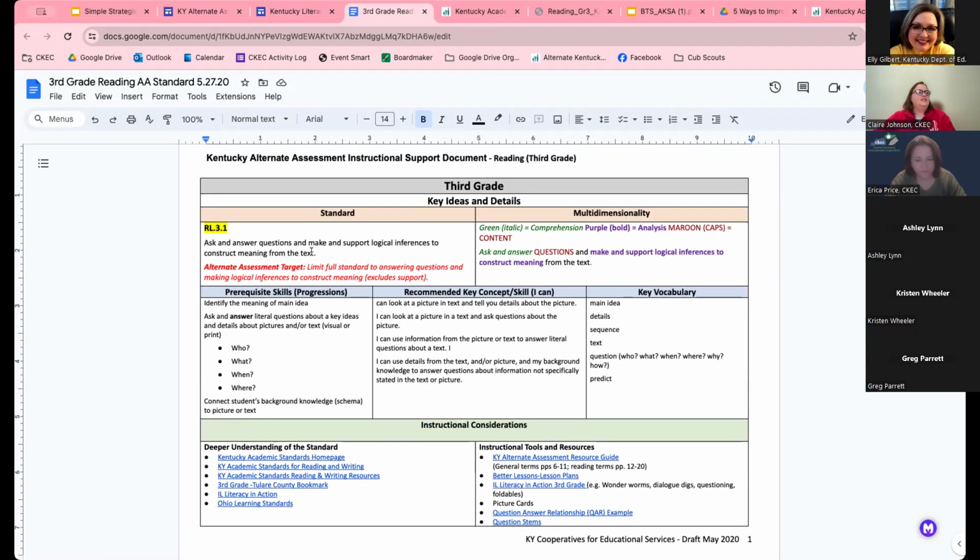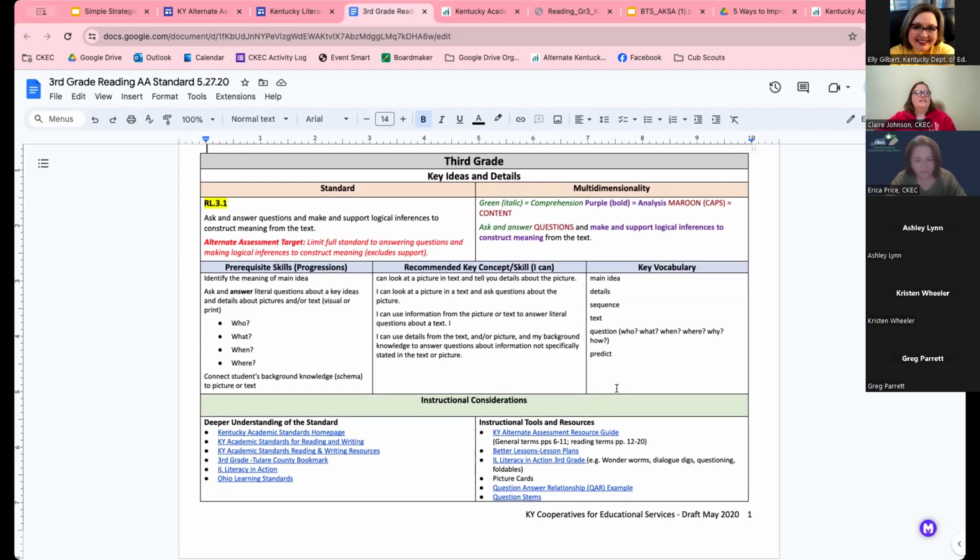So if the teacher, this one is hopefully a fairly straightforward target, but if the teacher didn't really understand what this was asking, this would be a great place for them to go and look at, okay, well, these are the specific skills I need to teach the students. Here are the prerequisite skills, so things they need to know first, and we can work on this vocabulary.